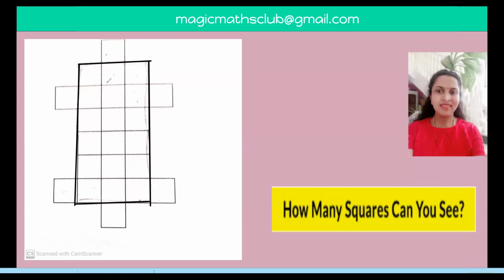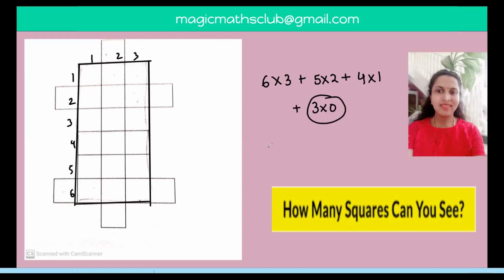Now see what we are going to do. How many? This is 1, 2, 3, 4, 5, 6. So 6 into 3, here this is 3. So 6 into 3 plus 5 into 2 plus 4 into 1. I'm telling you another method if you cannot learn the formula. We will not put 3 into 0, because after 0 everything becomes 0. So this becomes 18 plus 10 plus 4. That gives you 32. So 32 here, plus 6 more small squares: 33, 34, 35, 36, 37, 38. So you will have 38 squares here.